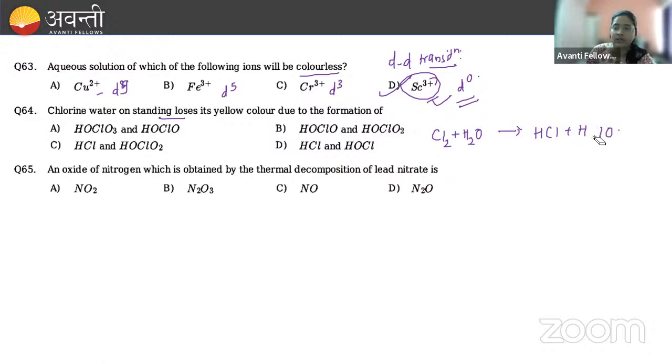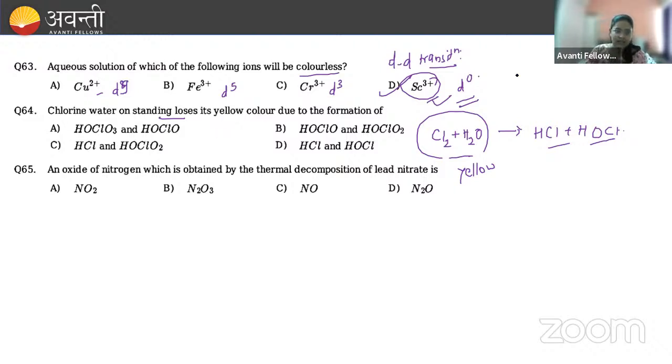There is HOCl. You can write it as HOCl. HCl and HOCl are going to form there due to what? Sunlight. This solution has a yellow color, but due to the presence of sunlight, HCl and HOCl get formed, and these are colorless, and that's why the yellow color fades off on standing of the chlorine water.